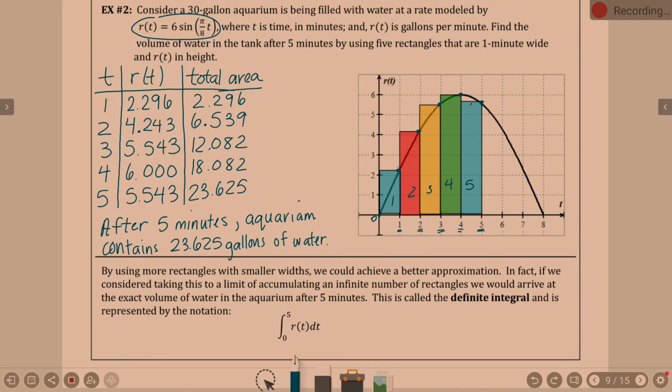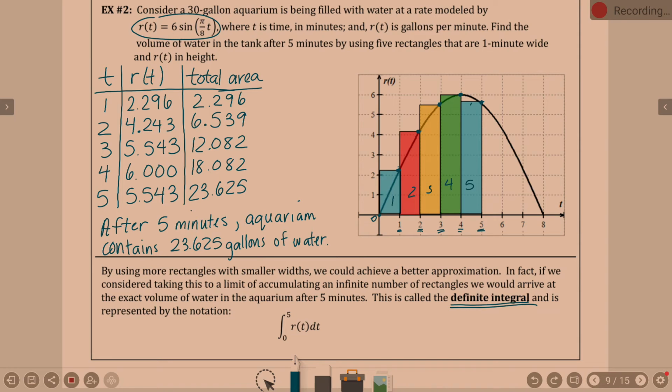In fact, if we considered taking this to a limit of accumulating an infinite number of rectangles, we would arrive at the exact volume of water in the aquarium after 5 minutes. This is called the definite integral. And this right here is integral notation. So this is the integral from 0 to 5 of r of t times dt.